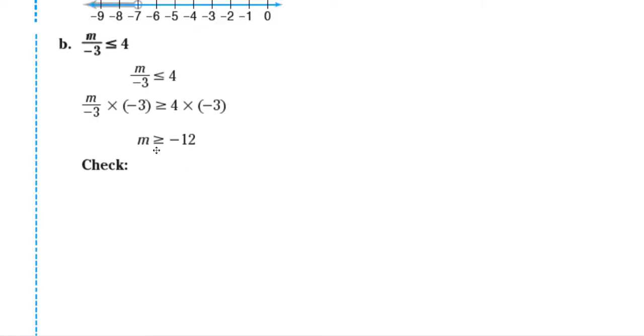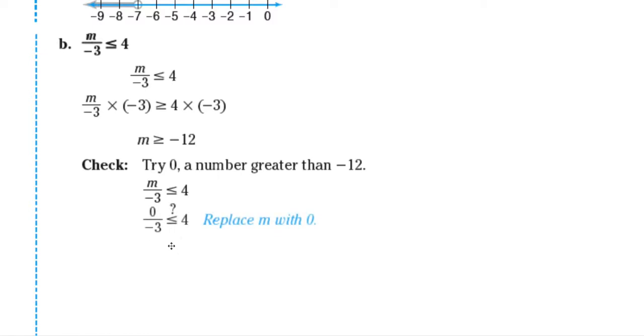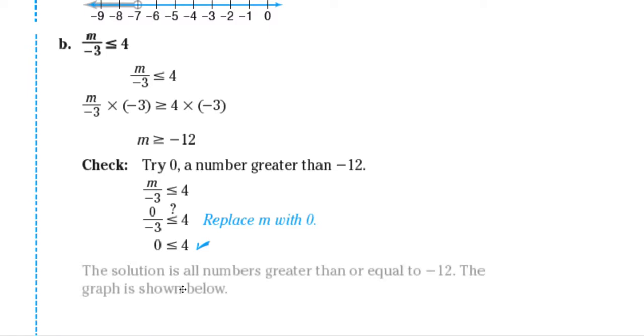We want to find a value of m that is greater than -12. Okay, and 0 is a good number. That 0 is a number greater than -12. We substitute the value of 0 into the inequality. Okay, m divided by -3 less than or equal to 4 is our inequality. Substitute 0. Is it less than or equal to 4? 0 is less than or equal to 4. Therefore, our answer checks out. Okay, so the solution is all numbers greater than or equal to -12.